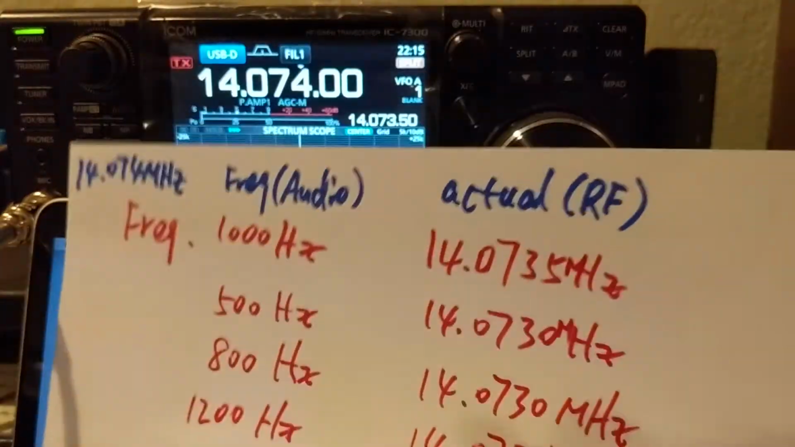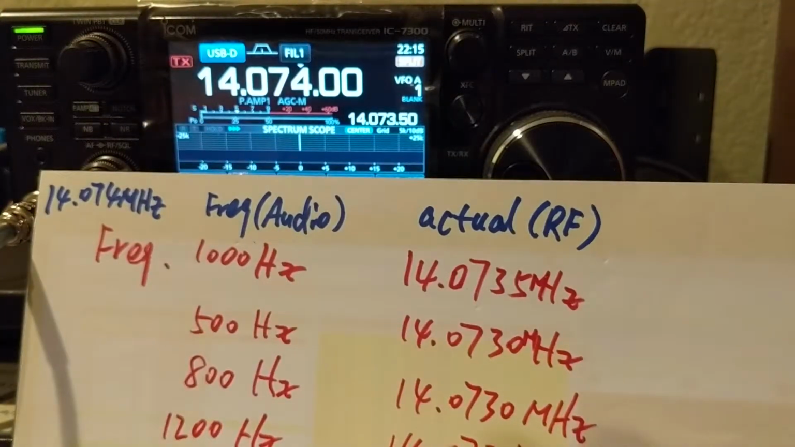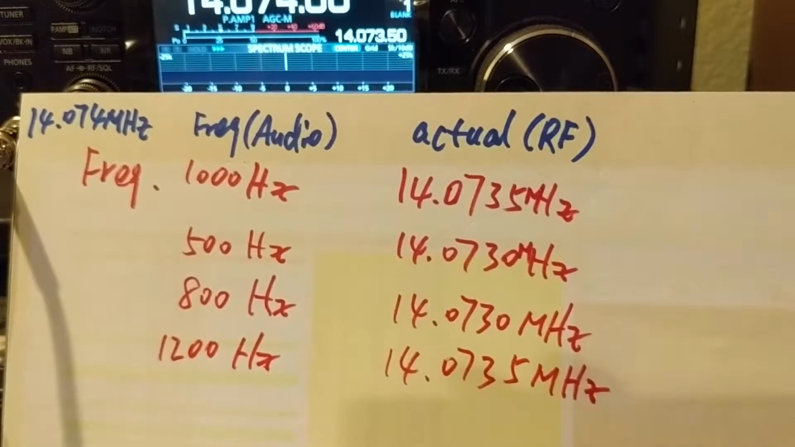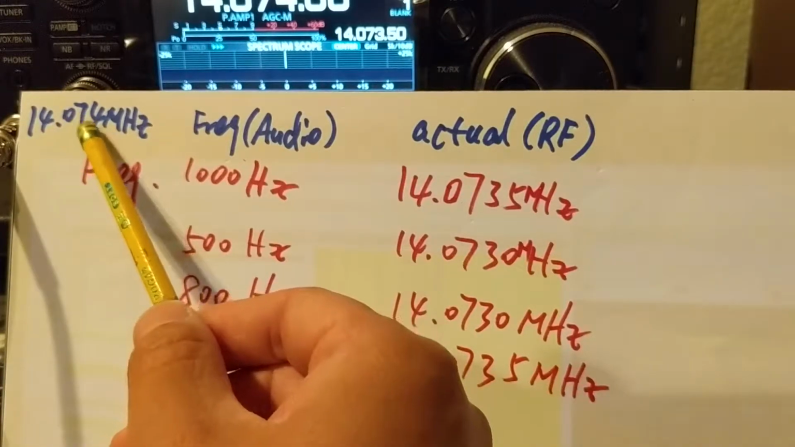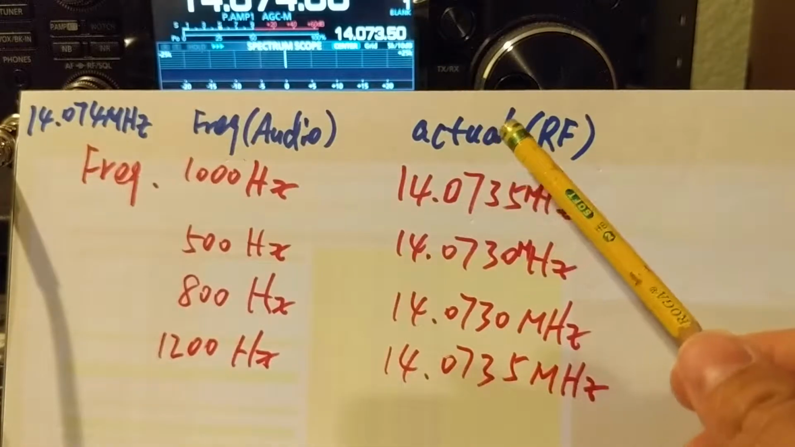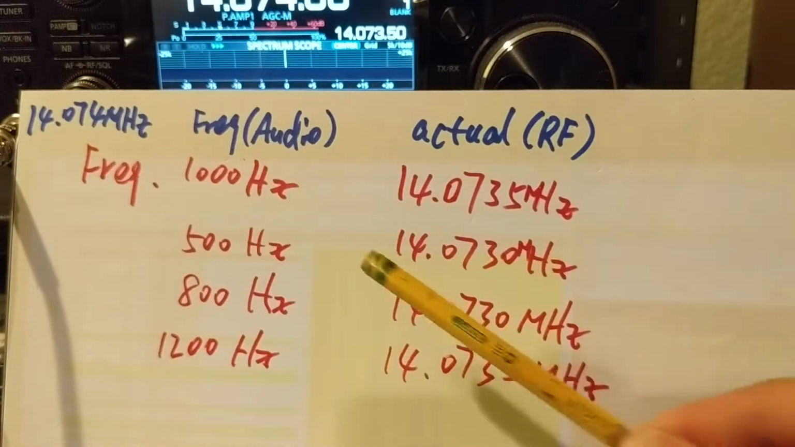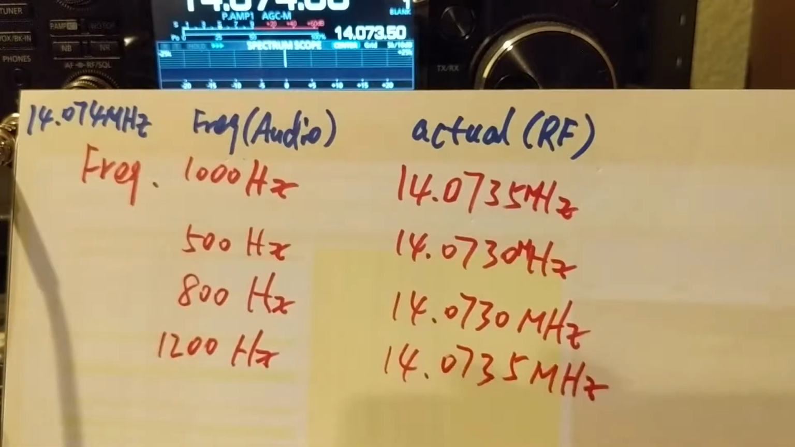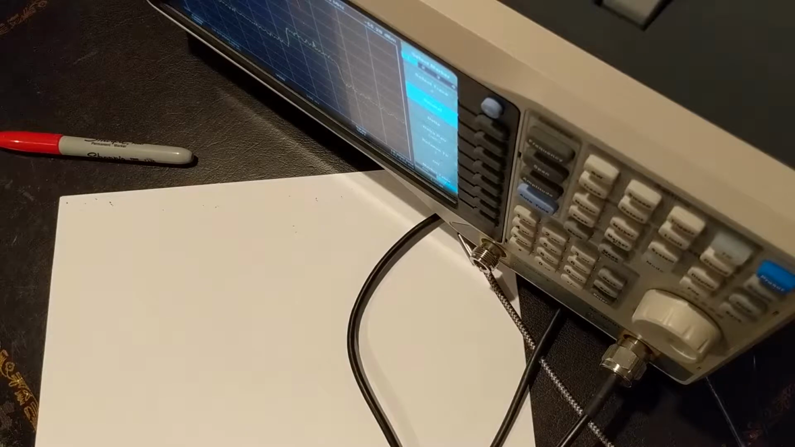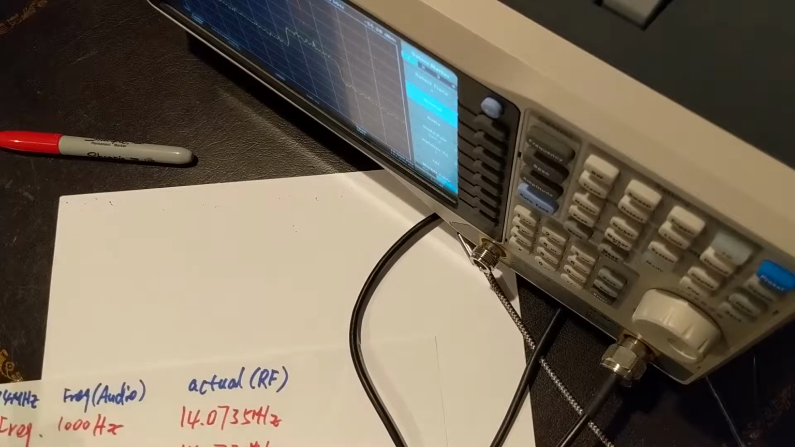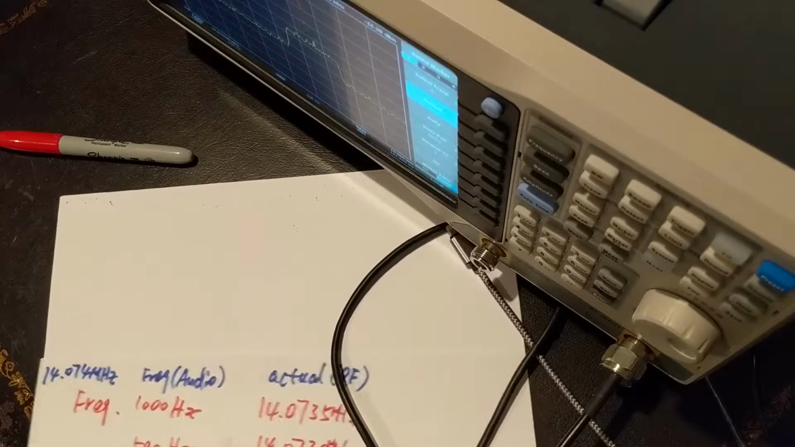So we get this number here. What does this mean? Why do we have this actual frequency shifting? Even though we set it to 14.074, the actual transmitting frequency is shifting based on my audio frequency. Let me explain to you here. Sorry, I don't have a bigger table. We already get these things here.